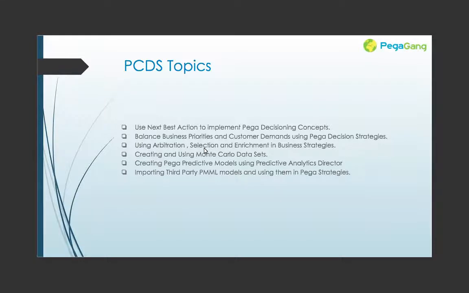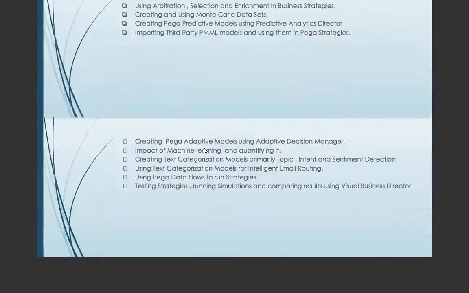We would also see how this entire predictive modeling ecosystem works with third-party models. As you know, predictive modeling is very popular in a lot of organizations, and a lot of organizations have their own PMML models. PMML is basically a standard, an XML-based standard which describes your predictive models. We would see how I can import external models into Pega and use them in our business strategies.